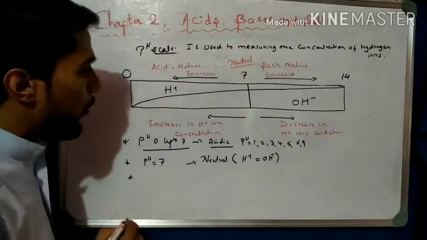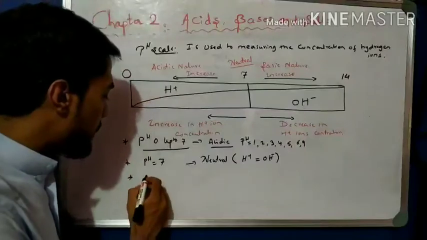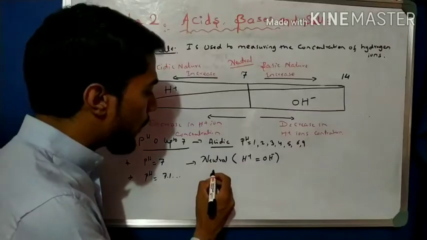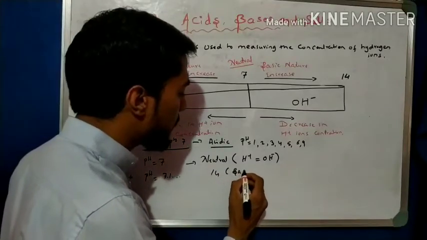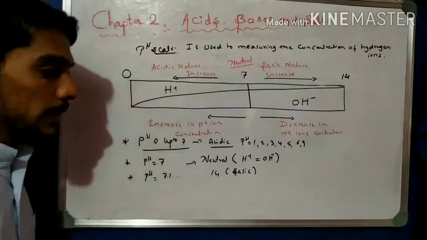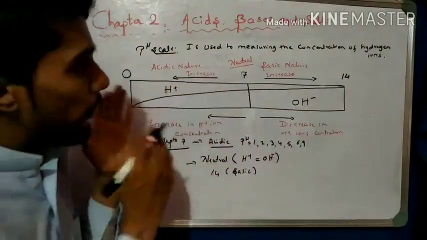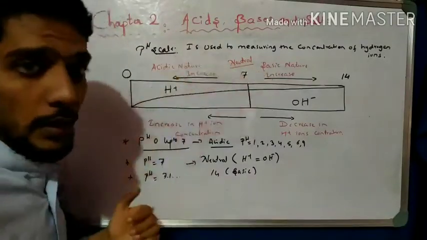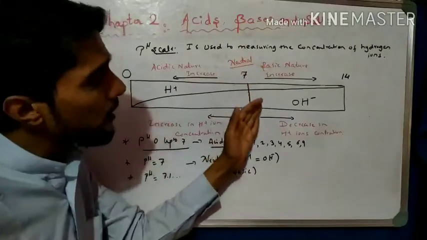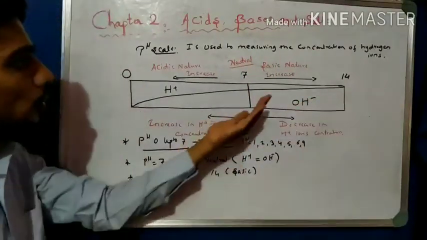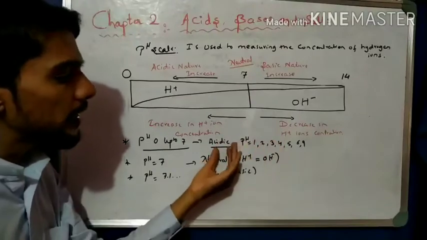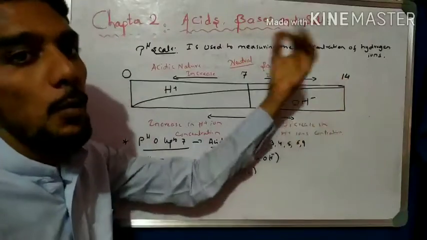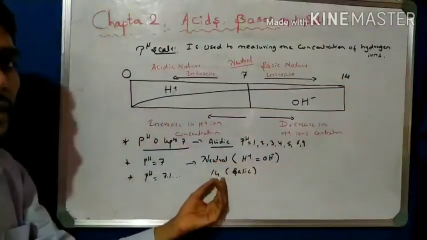Then come to the next point: above pH 7, that is pH 7.1 to 8, 9, 10, 11 up to 14, it is called basic in nature. The substance is called basic in nature. So there are 3 types of scale. One is 0 to below 7, one is exactly 7, and one is above 7 and less than 14. Below 7 the pH is acidic, exactly 7 is neutral, and a pH value greater than 7 is basic in nature.